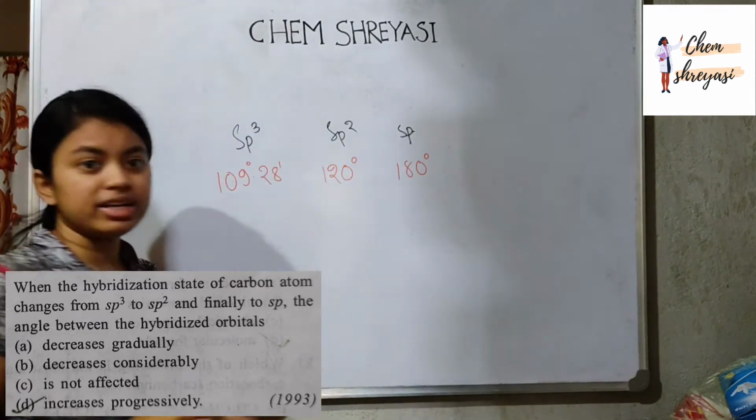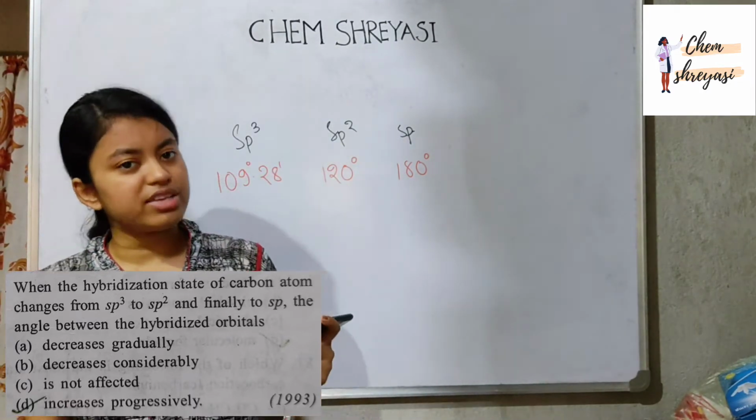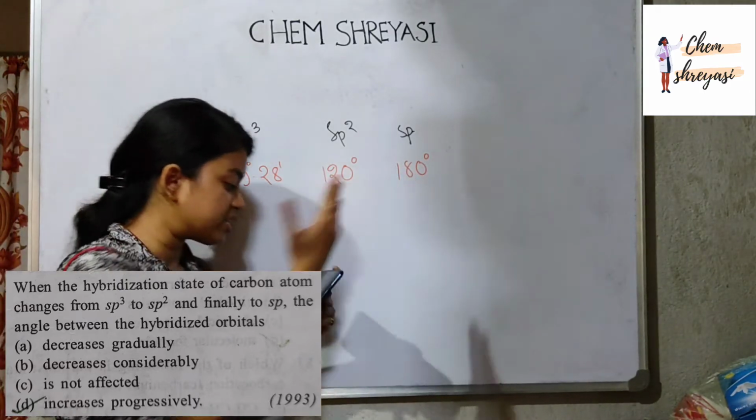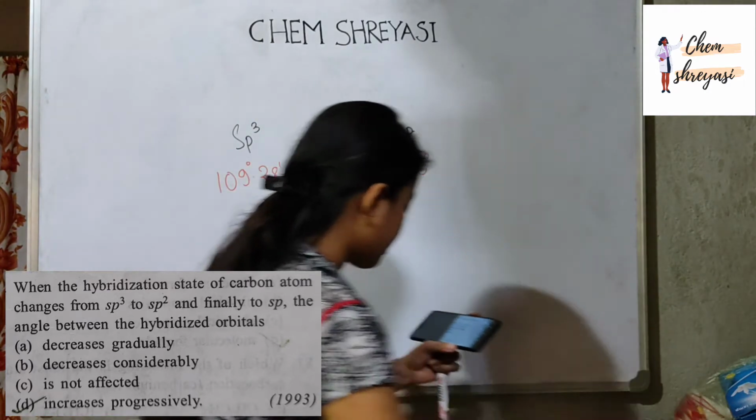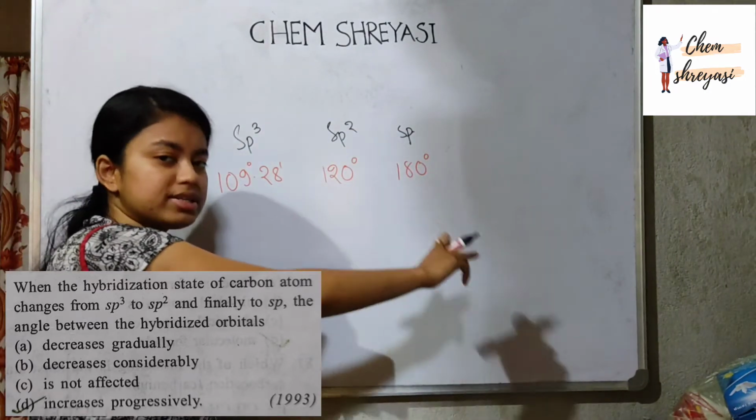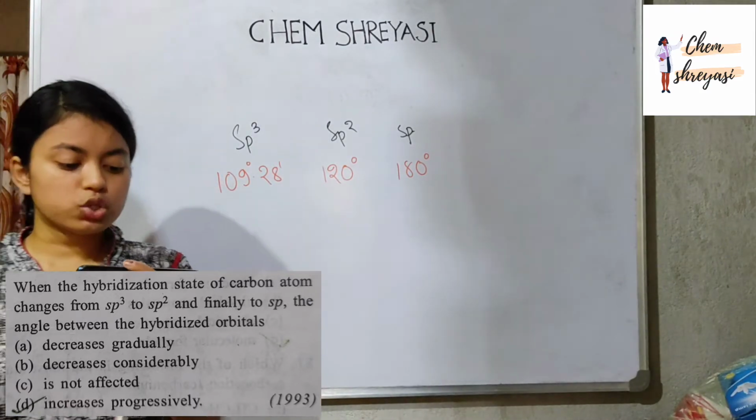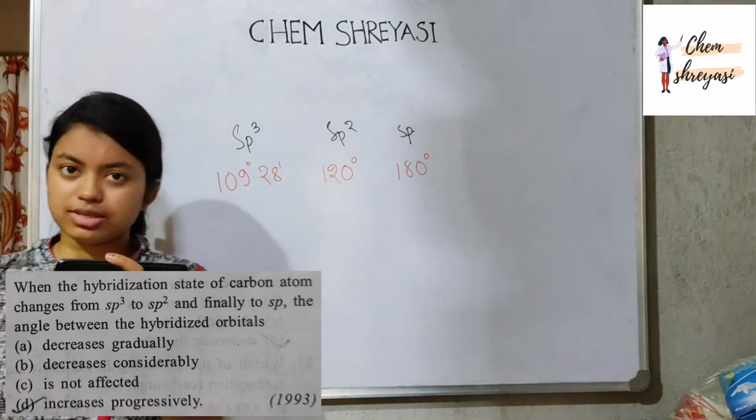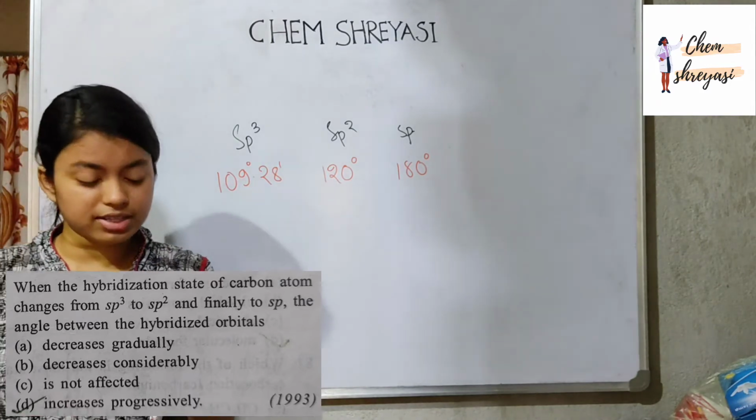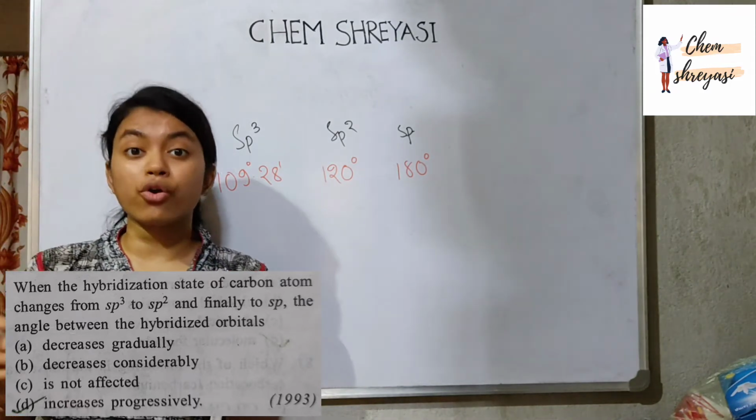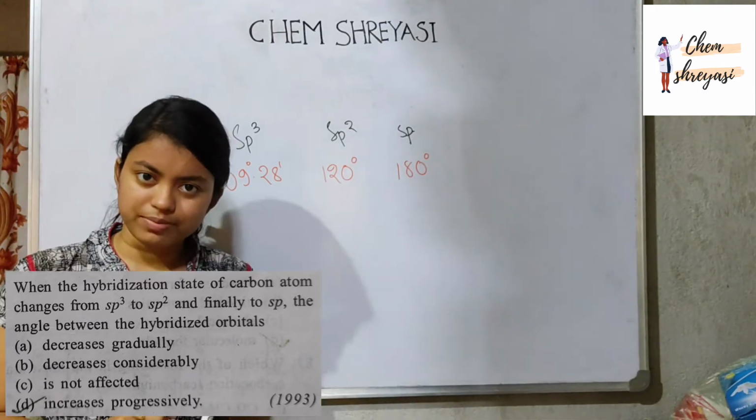So, in this case they have asked how the bond angle is affected when we change the hybridization from sp3 to sp2 to sp. We can understand that the bond angle actually increases from 109 to 120 to 180. There are 4 options. Option A says decreases gradually, option B says decreases considerably, option C says it is not affected, and option D says increases progressively. So, of course option D is the right answer because it increases progressively.